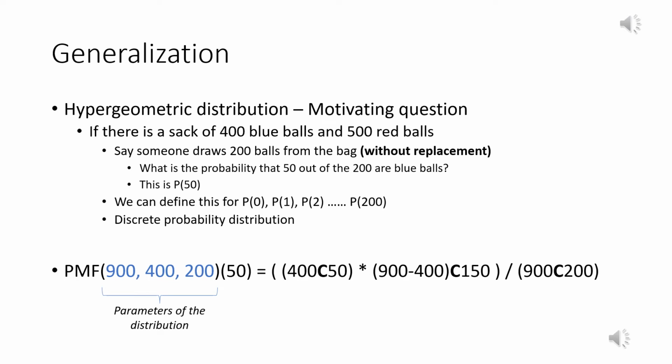These are the total number of combinations, and there are 900 C 200 ways of drawing 200 balls from that. So you divide by that, and you get the probability. That is your hypergeometric probability mass function.